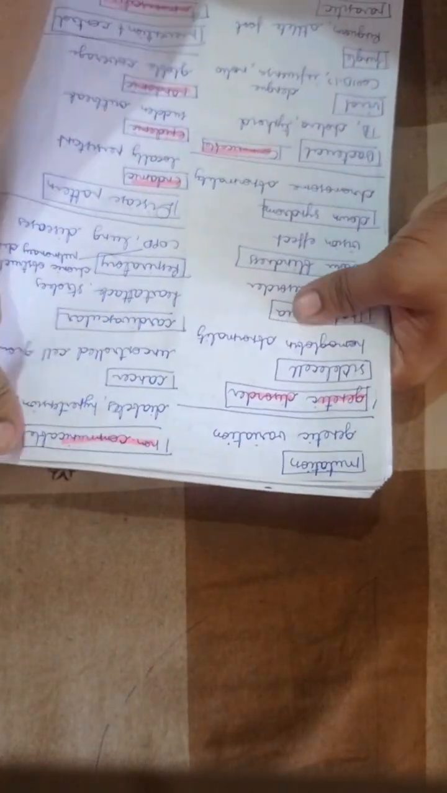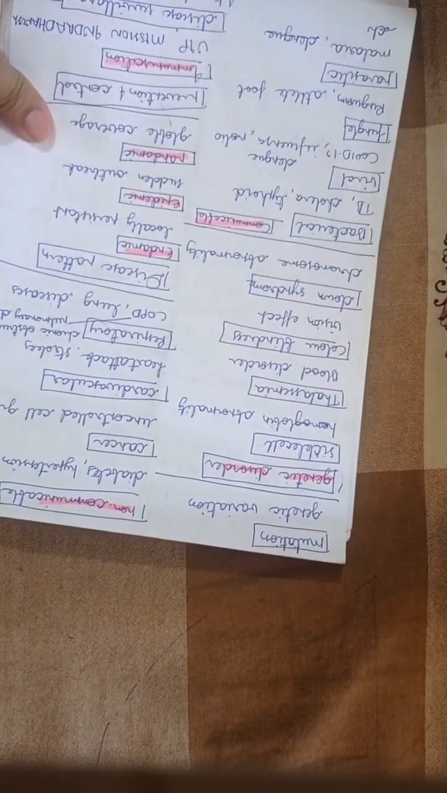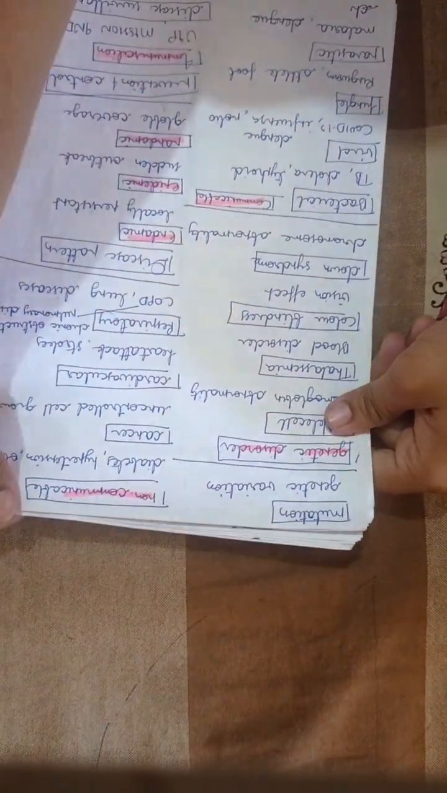Then mutation, genetic variation, and genetic disorders: sickle cell anemia, hemoglobin abnormality; thalassemia, blood disorder; color blindness, vision defect; and Down syndrome, chromosomal abnormality.